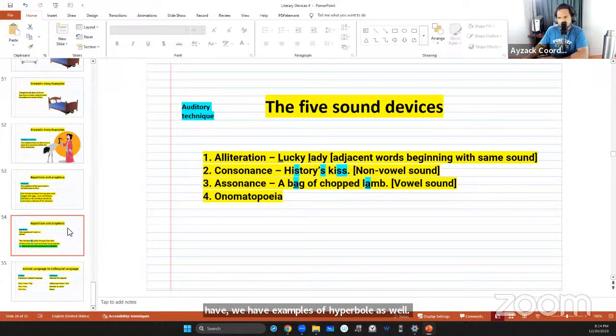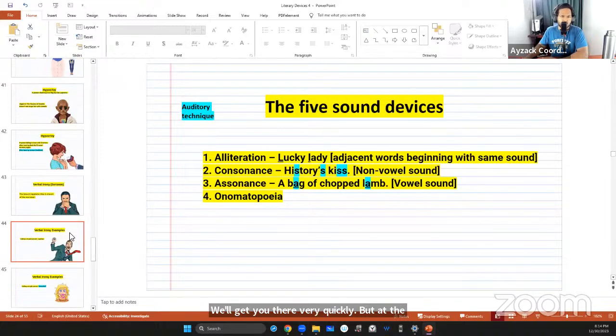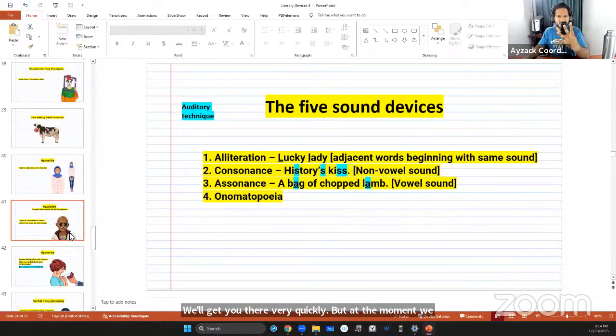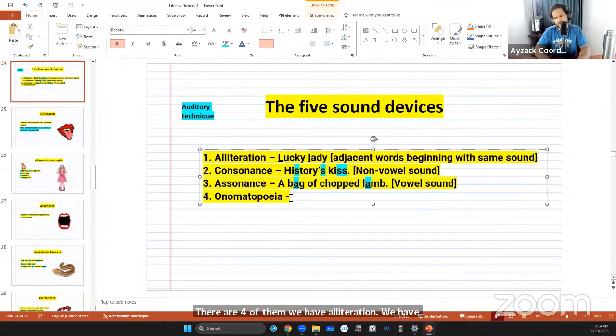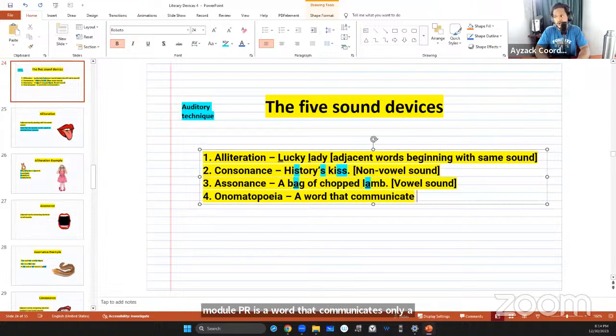But at the moment, we are talking about the sound devices. What are the sound devices? There are four of them. We have alliteration, consonance, assonance, and we have onomatopoeia. Onomatopoeia is a word that communicates only a sound. There is no meaning behind the word. The word is merely a sound. For example: oh, ah, bang, bang, dishoom, boom. Those are examples of onomatopoeia.